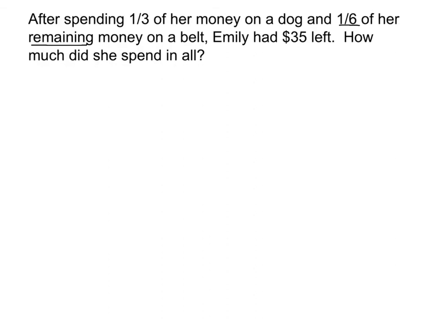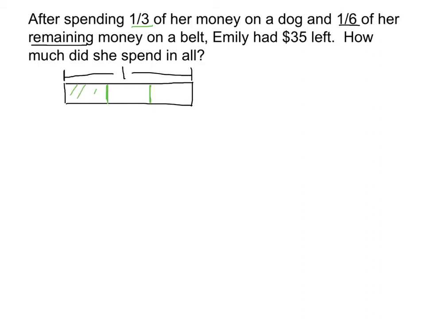Okay, when we look at this story, we realize that we have one quantity, and that's Emily's money. So I'm going to draw one bar that represents Emily's money. It's one amount, and I don't know what that amount is yet, but I'm considering that as my one whole. The story says that she spent 1/3 of her money on a dog. So I'm going to go ahead and try to split this amount into 3 equal parts. And I know that 1/3 of this was spent on a dog. Sounds like a fun purchase, Emily.